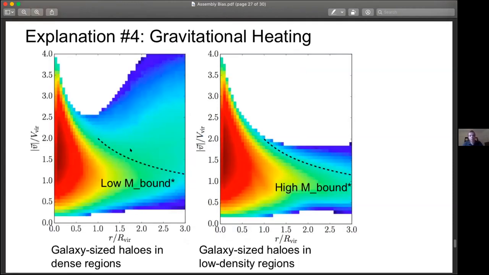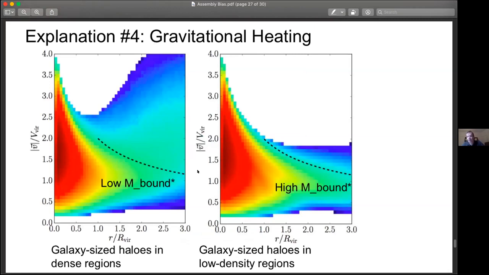And so here I've split it by local density. Objects in dense regions are shown on the left, and underdense regions are shown on the right. The objects in dense regions have a large velocity dispersion in their outskirts, and the ones in underdense regions have a much smaller velocity dispersion.